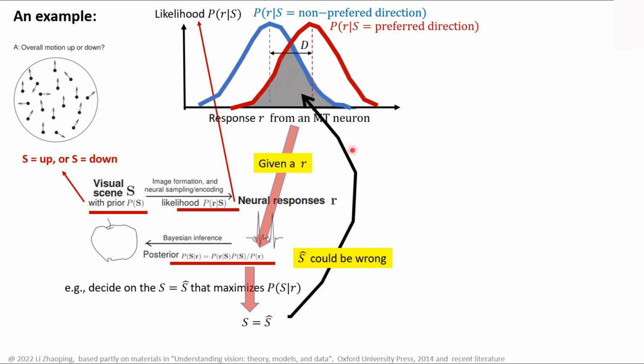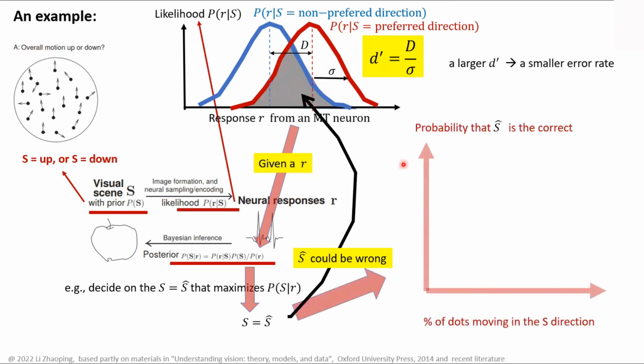And how wrong it is depends on how separated these two distributions are from each other in their peaks, as well as on the variance in terms of stochastic noise. And this is usually measured as D prime in psychology. As you can imagine, the larger this D prime, the less likely you're going to make an error. And then you can plot the probability that your estimation is actually correct versus the percentage of dots moving in the S direction.